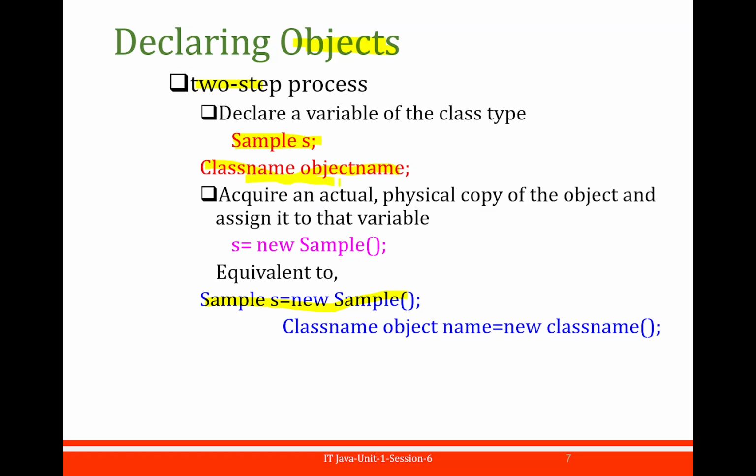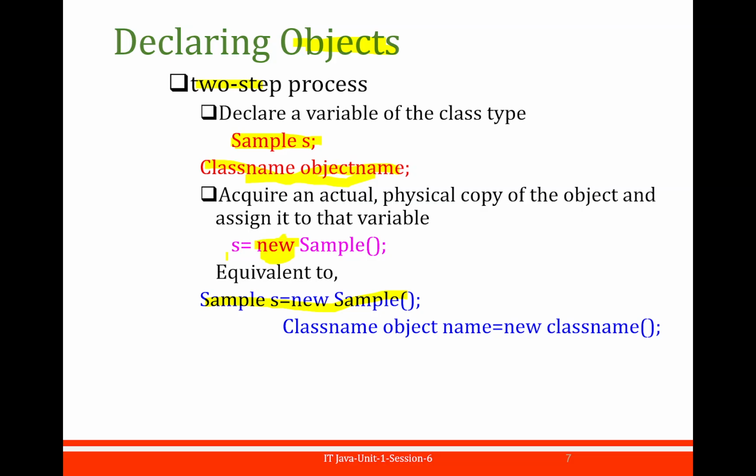The syntax is class name followed by object name. For example, if Sample is the class name, then here S is an object name. The object name is also a user-defined name. It needs to follow the rules of an identifier. And then after that, we need to allocate some memory for that object. For that purpose, we use the new operator. Here new acts as an operator used to create some space in memory for the object.